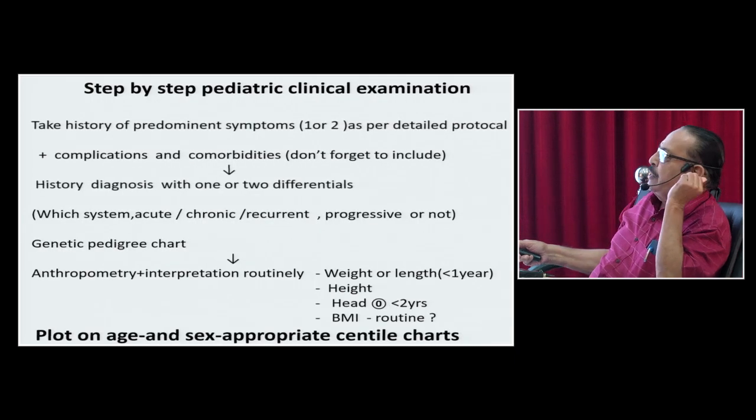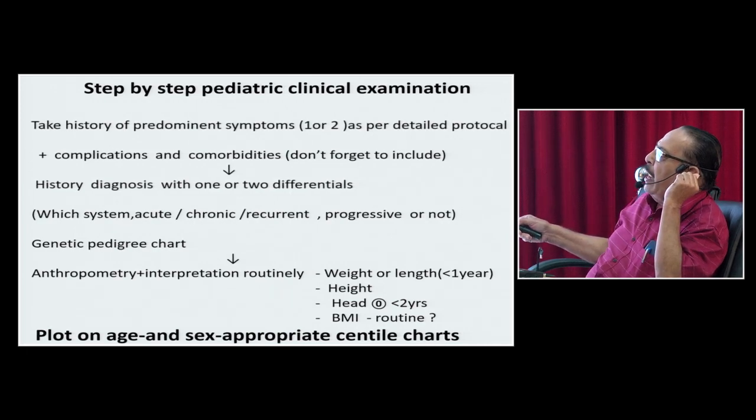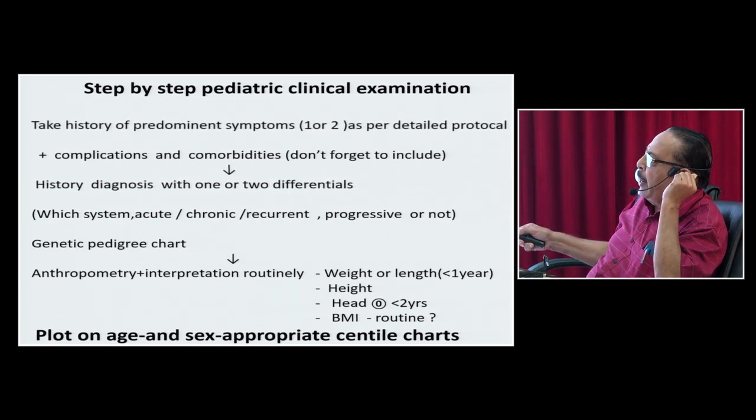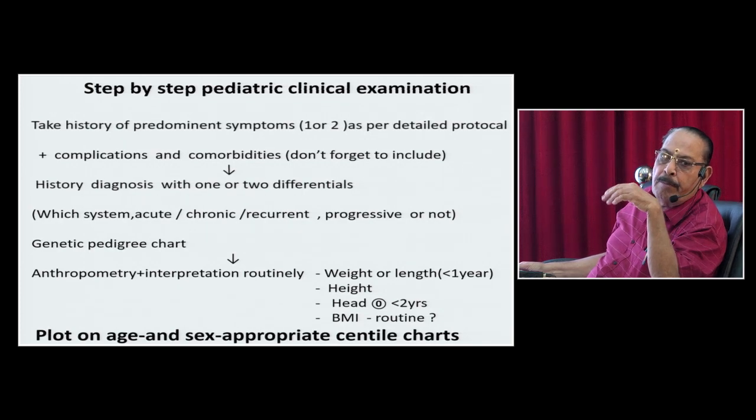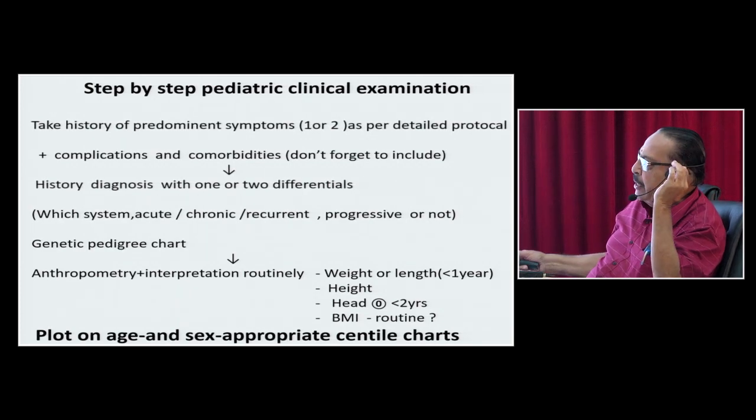Step by step. This is what I finished now. Take two predominant symptoms, evaluate. Complications and comorbidities should not be forgotten. History, diagnosis, one or two differentials. Which system? That is very important. Usually multiple systems are not kept in the exam.